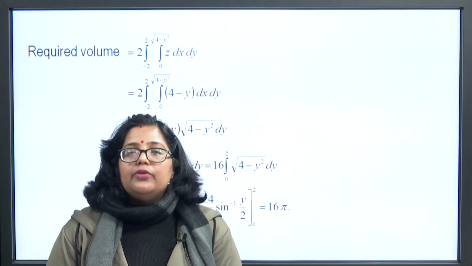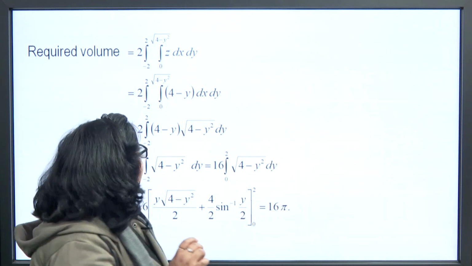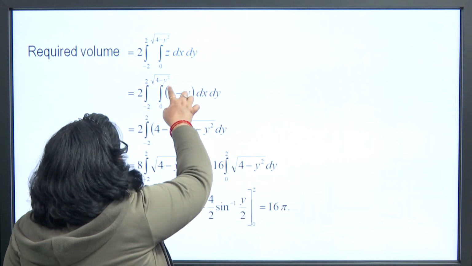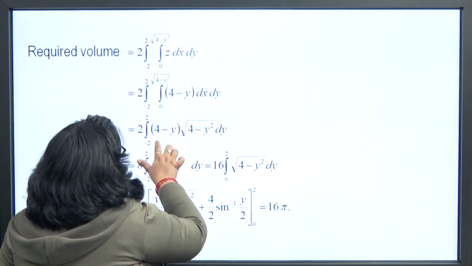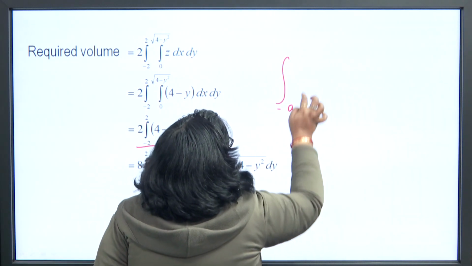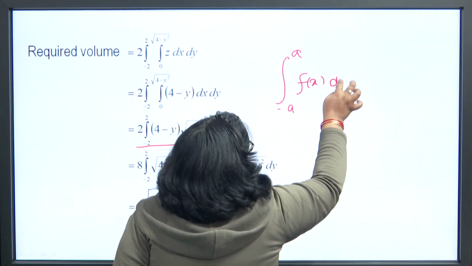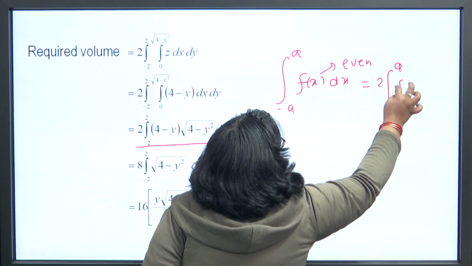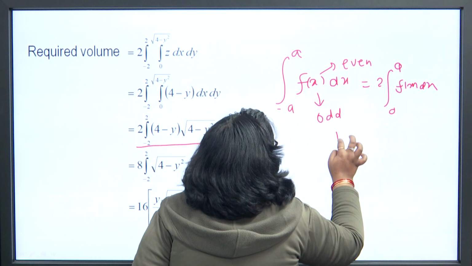We have the integral from minus 2 to 2, and 0 to under root 4 minus y square, z dx dy, and put the limit 4 minus y, dx dy, and integrate with respect to x. The limit is under root 4 minus y square, so we have the integral from minus 2 to 2 of 4 minus y times under root 4 minus y square dy. We always know that if the integration has the same limits with different signs, if the function is even, then the value of the integration is 2 times 0 to a f(x) dx. Otherwise, if the function is odd, the value of integration is 0.